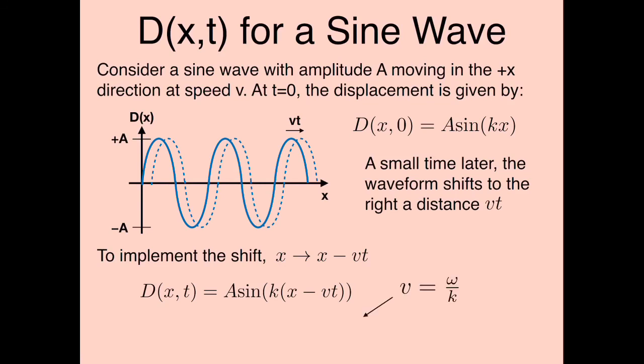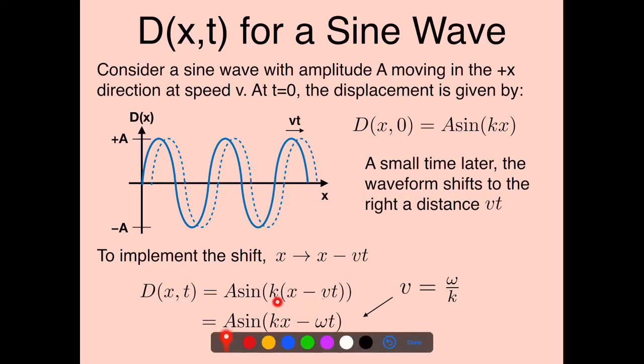Okay? And what we learned earlier is that v can be written as omega divided by k. So if I replace the v right here with omega divided by k, well, the k on the bottom is going to cancel with this k, and I'm just going to be left with omega. So in other words, I'm going to have A times sine of kx minus omega t. This is how I describe a traveling wave moving to the right. Okay, that's how it works.